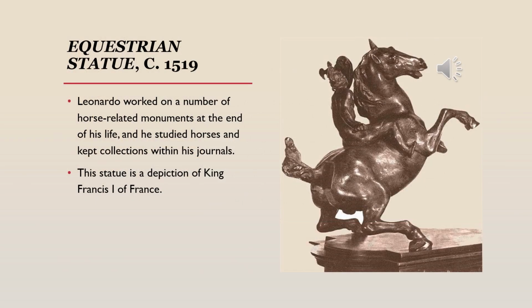The equestrian statue, dated 1519, is one of Leonardo's latest works. Leonardo worked on a number of horse-related monuments and sketches towards the end of his life. He studied horses and collected their sketches within his journals. This statue is a depiction of King Francis I of France.